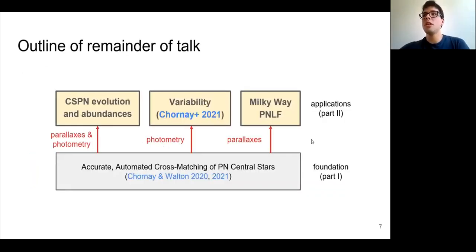So the remainder of the talk is going to be in two parts. First, I'm going to talk about the cross-matching of PN central stars in Gaia, and then the second part of the talk about some different applications using this data set.